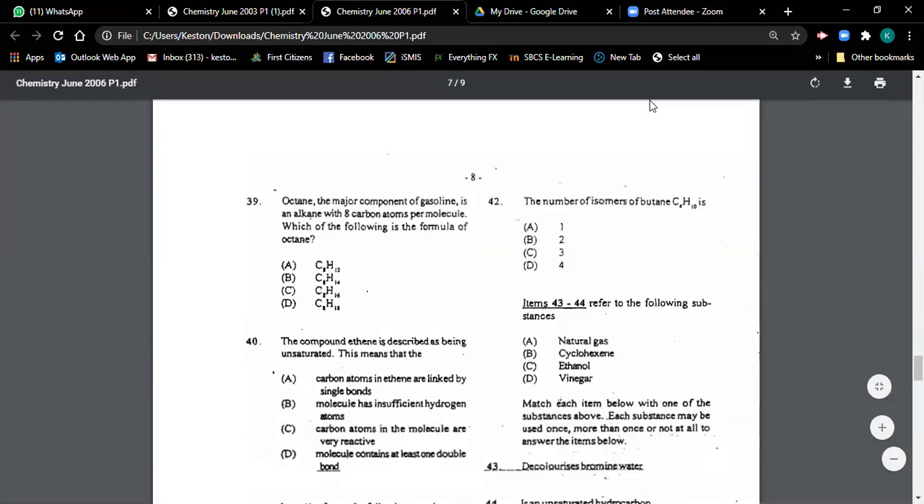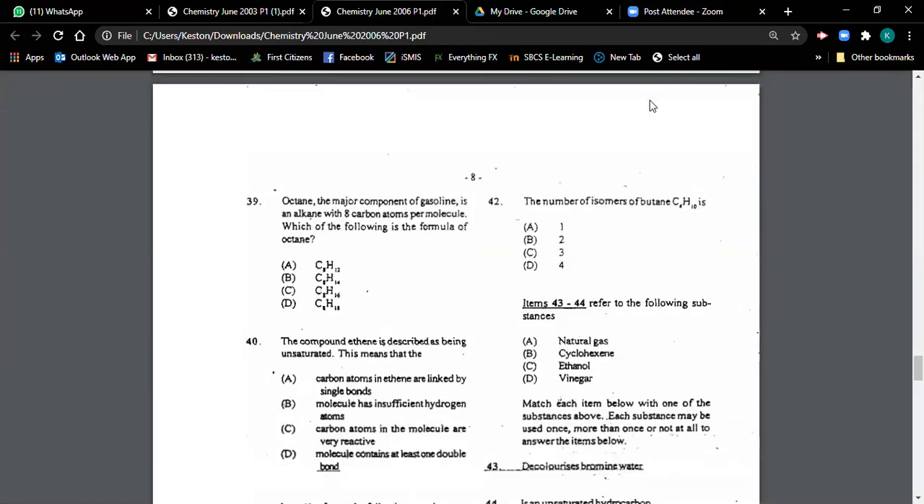The number of isomers of butane is. This is another one we saw recently. Let me draw it out.